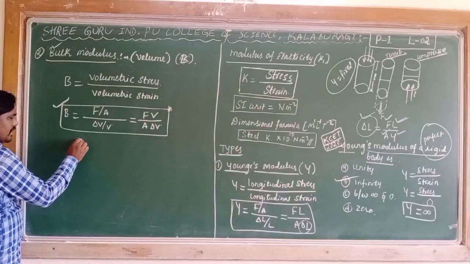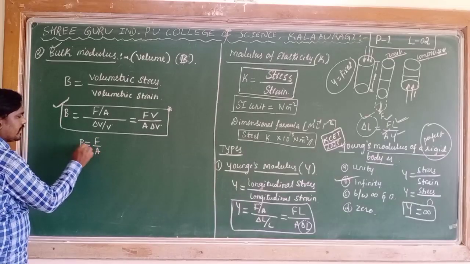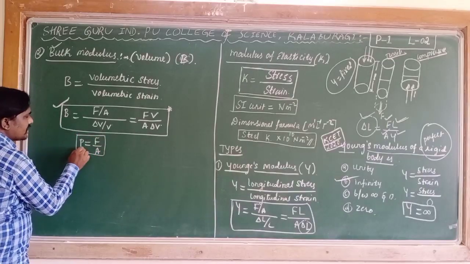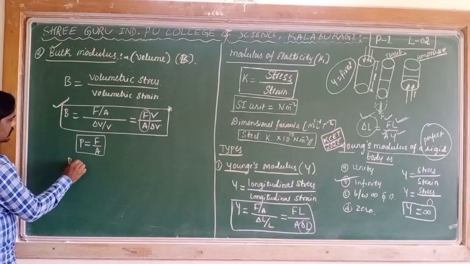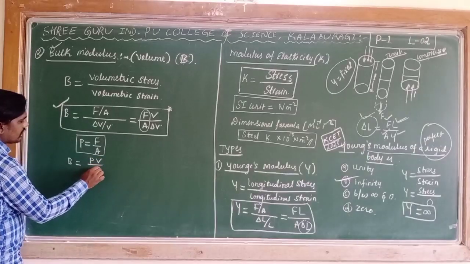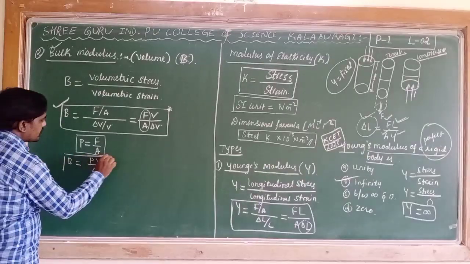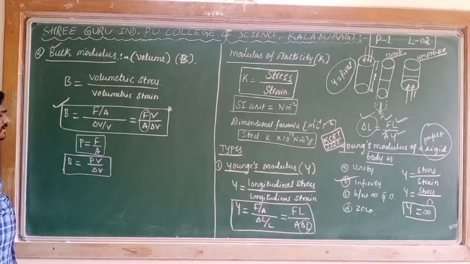We know that already. What is pressure? Pressure is equal to force acting per unit area. We can consider here P for F by A. Bulk modulus is equal to PV by delta V. We can use this formula to solve a numerical on the basis of gaseous laws.